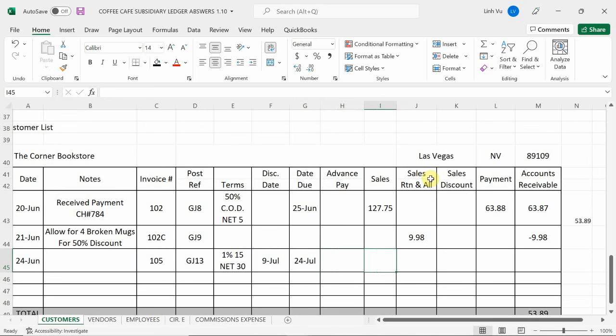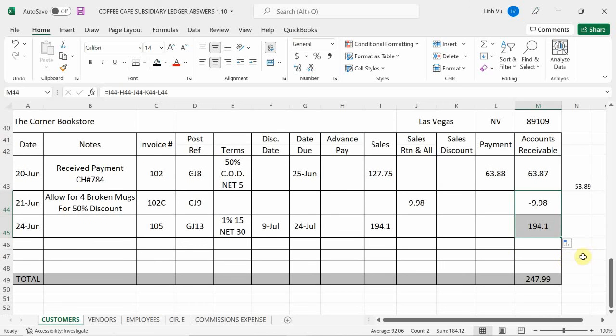Okay. What was his outstanding invoice amount? $194.10. So therefore, if you plug in your formulas, it should say that corner bookstore owes me 194.10, and the bottom tells me in grand total they still owe me $247.99. And if you notice here, you should be expecting a payment from the corner bookstore soon, right? Due on the 25th. Okay.